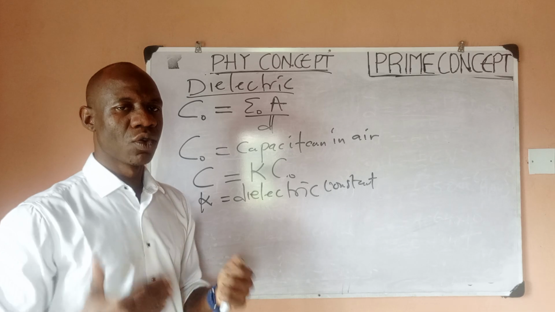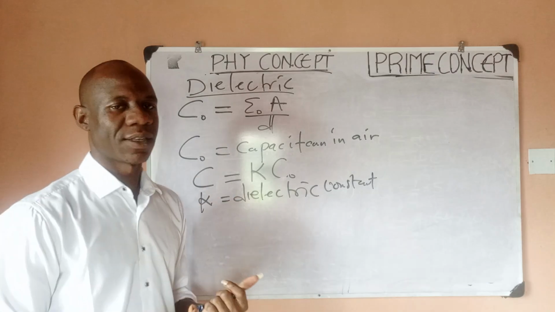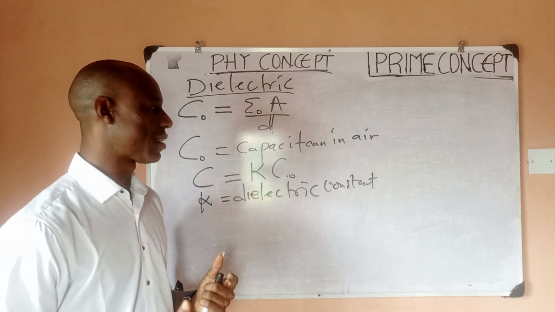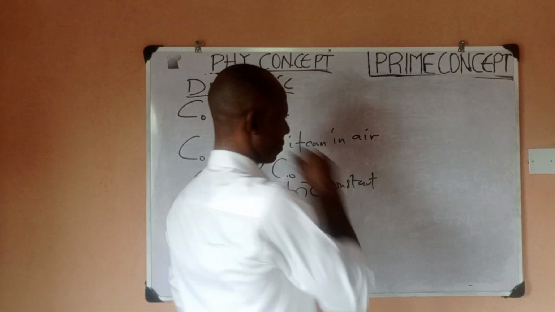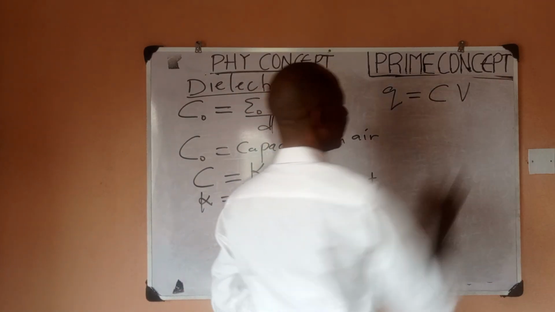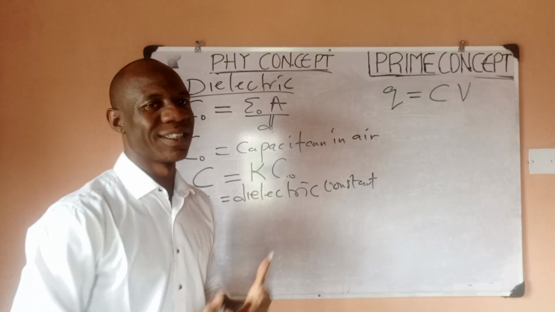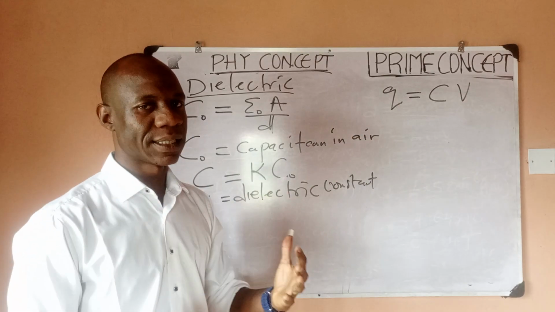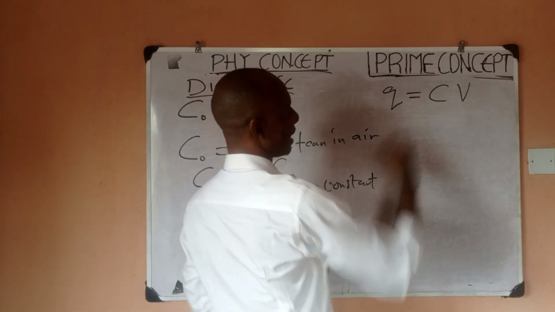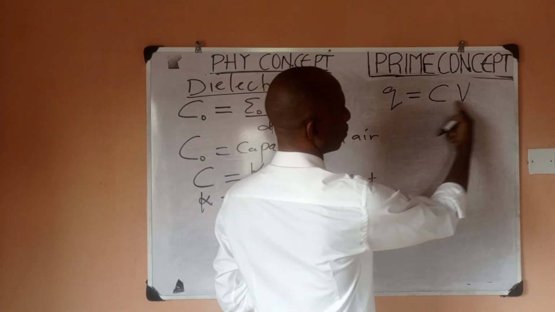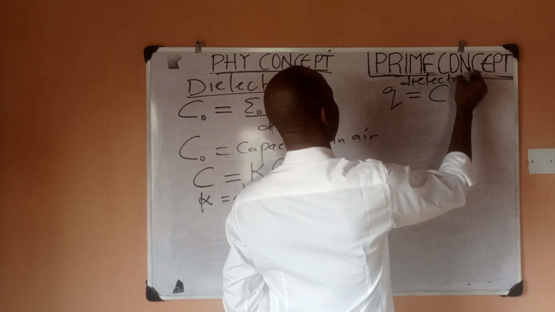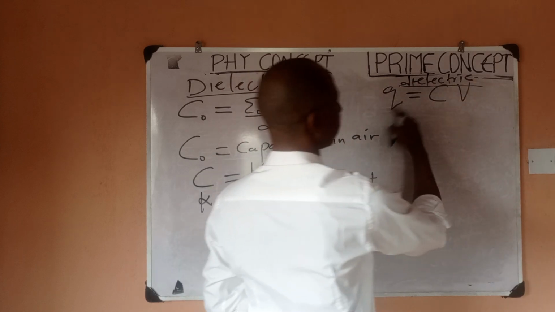Now, we want to look at how this can also affect other capacitor quantities, like the potential difference across the plates of a capacitor. If you recall, we have that Q is equal to CV. Now, if the charge is maintained, kept constant, then the charge when there is a dielectric is simply going to be Q equals CV, with the dielectric.